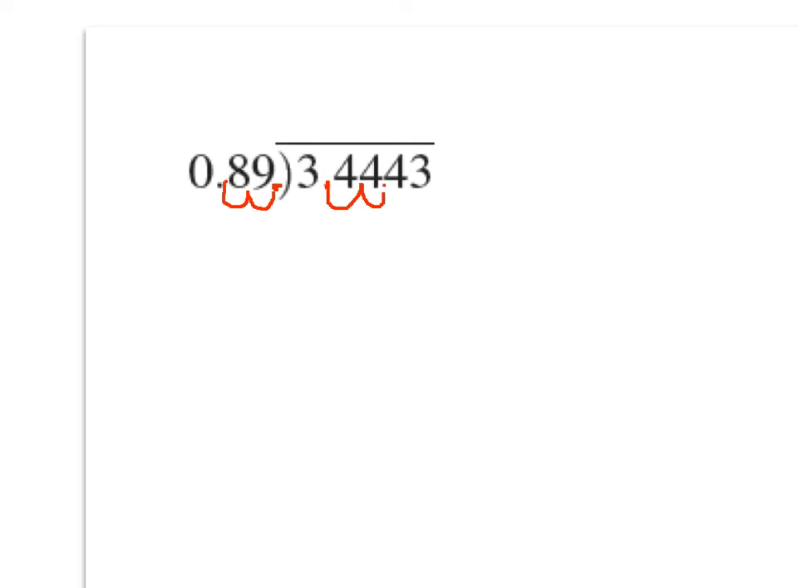1, 2 spots, put your decimal there, and then you also want to take it straight up so you don't forget it. Now you want to think about how many times 89 would go into 3, which would be 0, into 34 would be 0, but into 344 it can go in, and it's going to go in 3 times. So now I'm going to take 3 times 89, and I know 3 times 9 is going to be 27, carry the 2, 3 times 8 is 24, plus 2 more is 26.